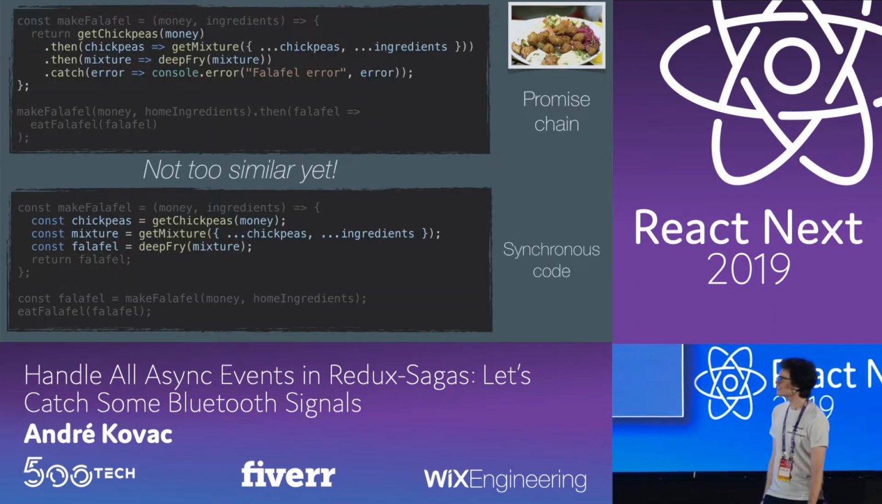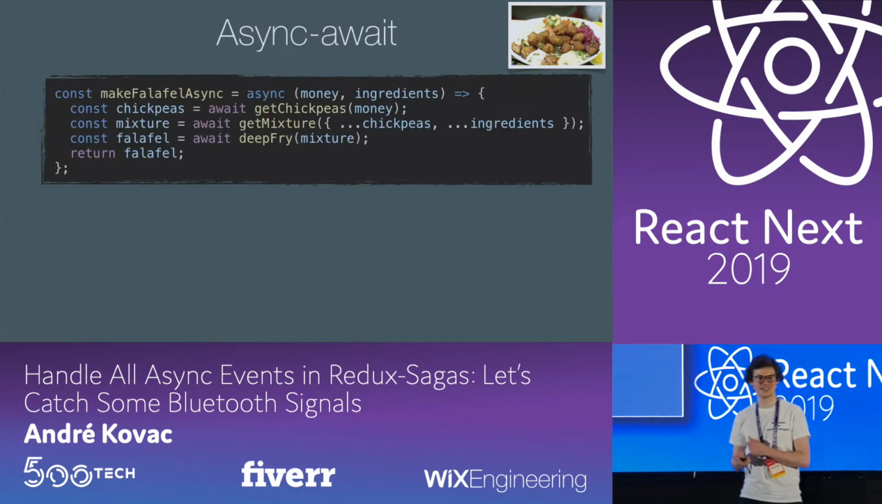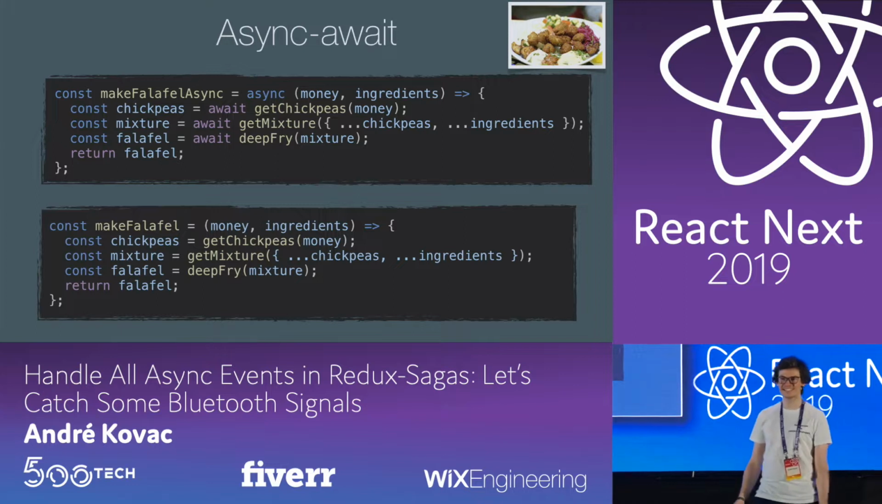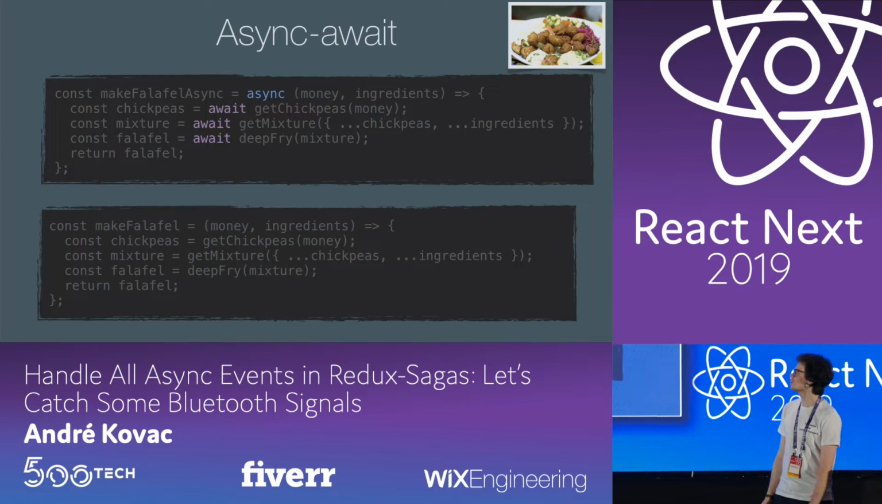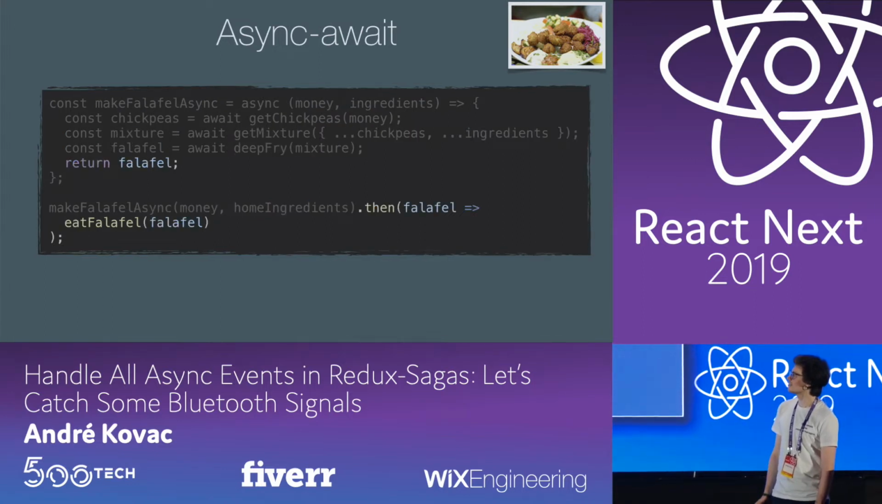Good. But still somehow this doesn't look completely similar yet. And I'm not completely happy. And probably you all know what's coming next. Async-await, where it looks really nicely. We have actually our synchronous code looks very much like our asynchronous code, and that's the only difference here. And just to go through there line by line, we first make the falafel and then we eat it.